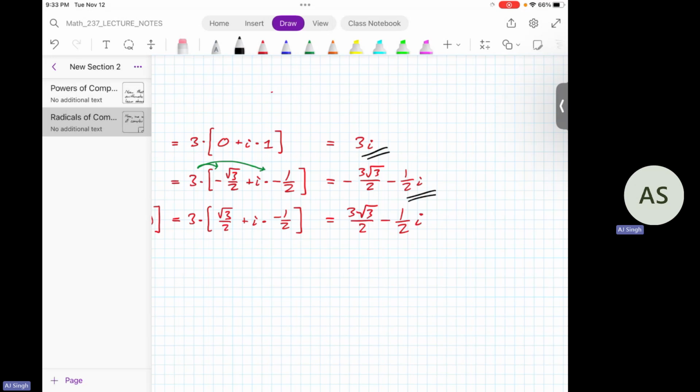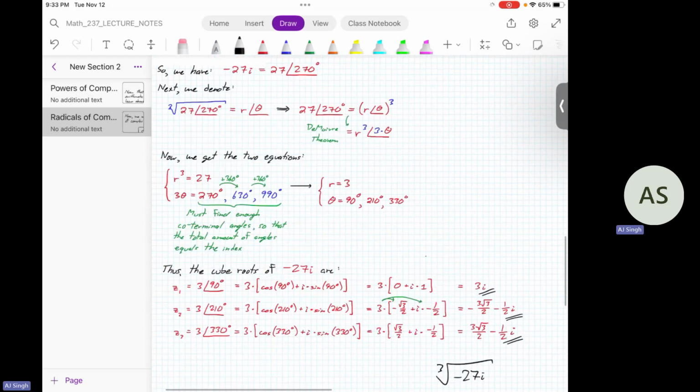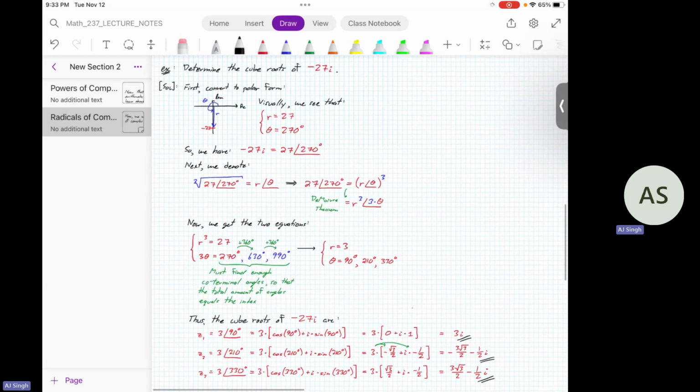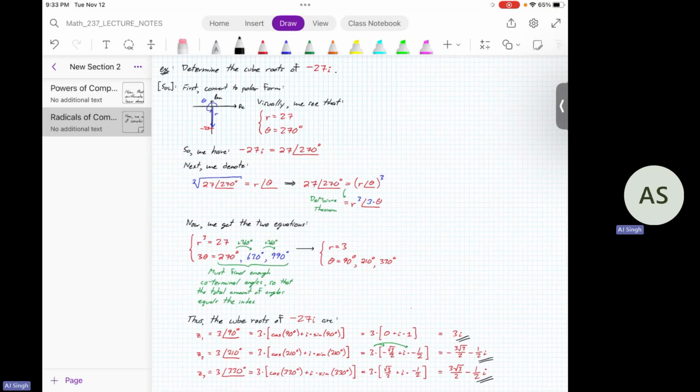Finally, these answers are the 3 cube roots of negative 27i. And it took all of this work to do. There you go. There's the full example. That's just how it is. You want to skip steps? Please do. Easy for me to mark. We can skip steps, totally fine.